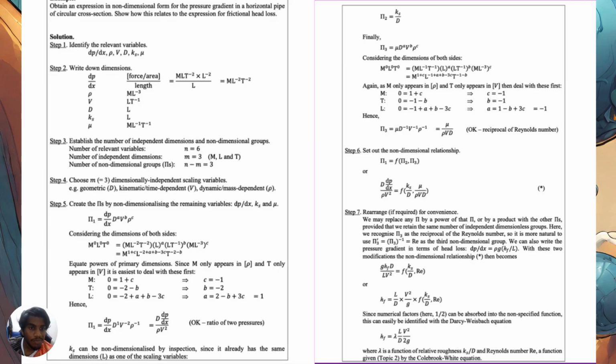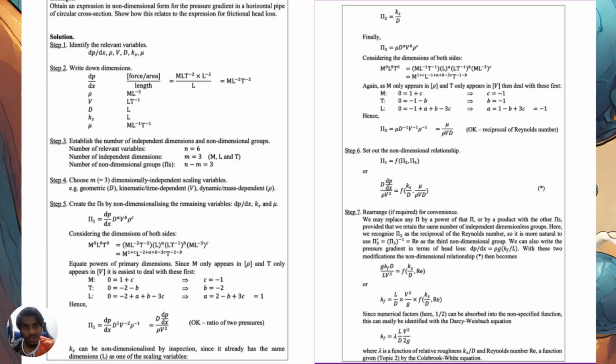So pi 1 equals dp over dx, D^a, V^b, rho^c. We have to consider the dimensions on both sides and equate the powers of primary dimensions. Since M only appears in rho and T only appears in V, it is easy to deal with these first. So for the arbitrary power of M, which is c, we get -1. For the power of T, which is b, we get -2. For the power of L, which is a, we get -1. So from that we have our equation: pi 1 equals dp over dx times D over rho V squared.